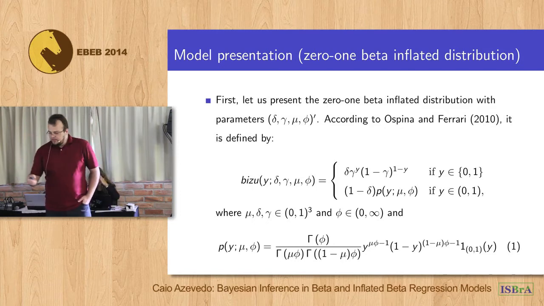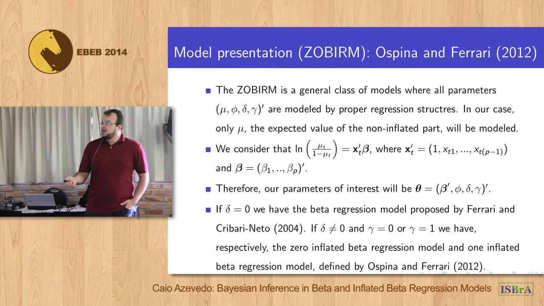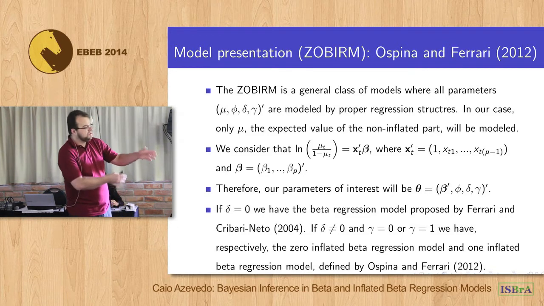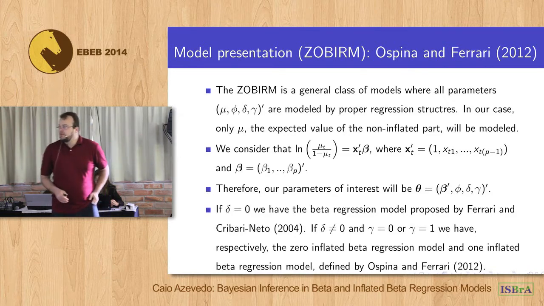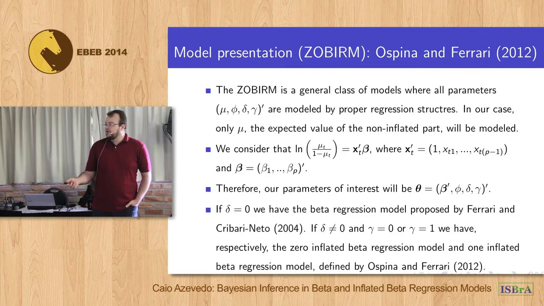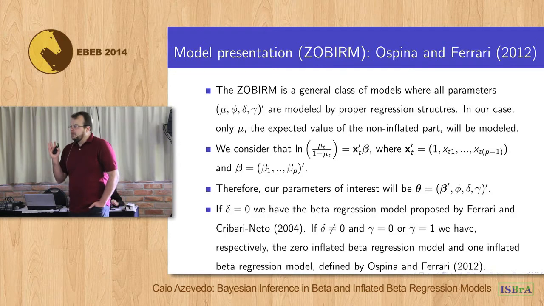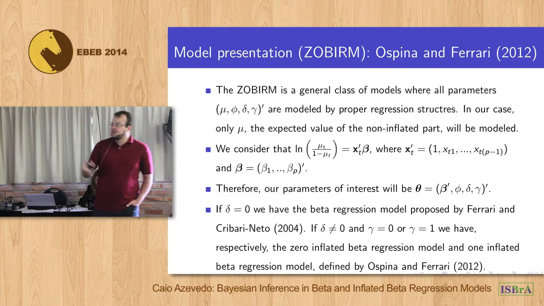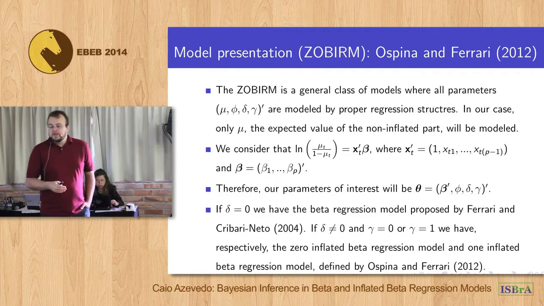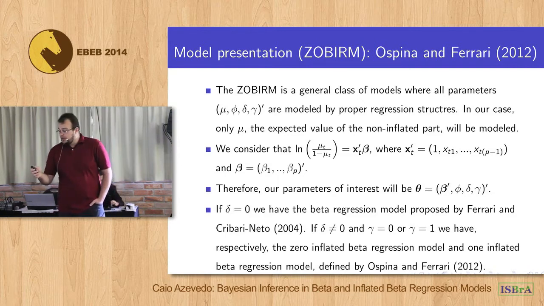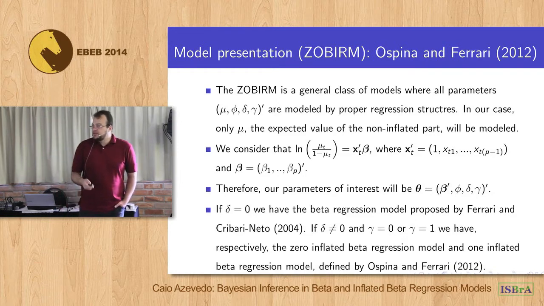In this work, Danilo only modeled the mean parameter by a regression structure. The other parameters were estimated without any regression structure. So we have these 4 kinds of parameters to be estimated, and basically what I'm going to show you is how it's possible to do Bayesian inference for these 4 sets of parameters, and also to compare our results from Bayesian inference to those developed by Ospina and Ferrari in terms of frequentist inference using maximum likelihood estimators.